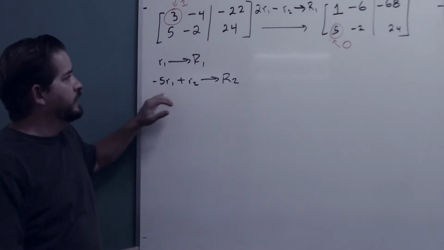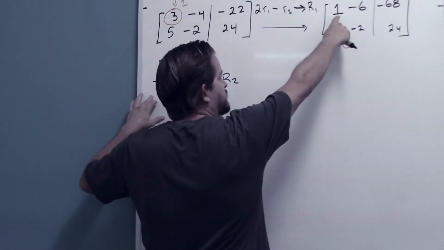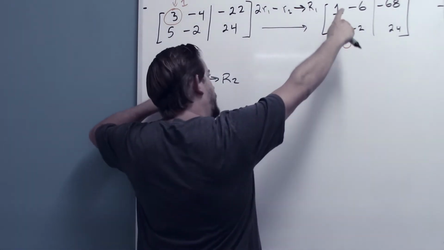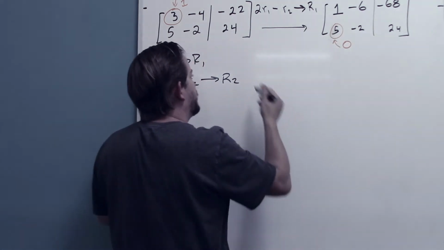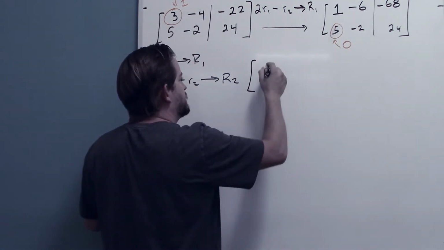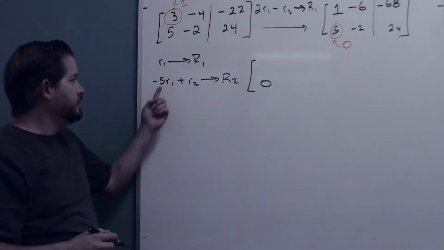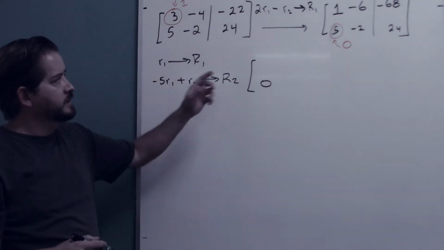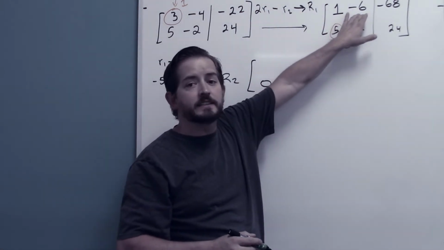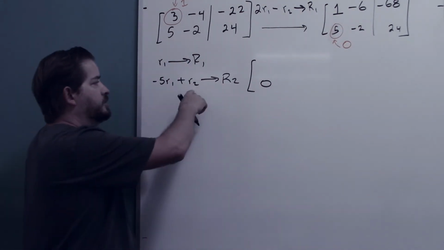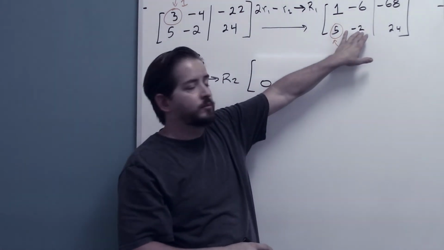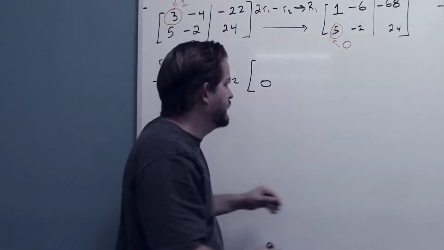Negative 5 row 1, so that is to say negative 5 times 1 is negative 5, but I'm adding row 2, so if I add 5 back, I get 0. And that goes there. Negative 5 row 1s, so negative 5 times negative 6 is 30. Add that to row 2, so I have 30 plus negative 2 is 28.